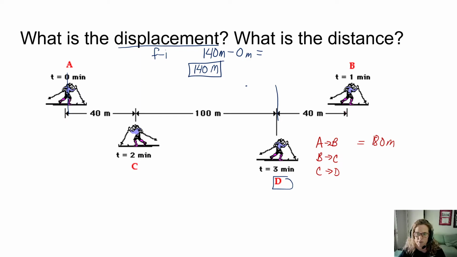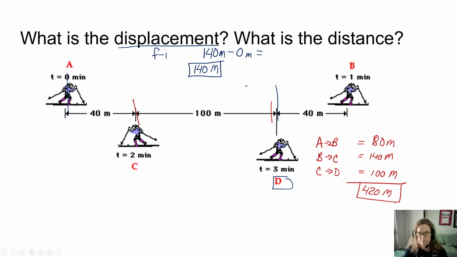And then the second stretch, they went from way over here to way over here. And that is a stretch of 140 meters. And then they went from stretch C to stretch D. So from here to here, and that's another 100 meters. Now remember, this is distance, so direction doesn't matter. So now I add all this up, and I should get 420 meters for the total distance that skier went. So interestingly, after all they did, they really only made a displacement of 140 meters, but it took them 420 meters to accomplish it.